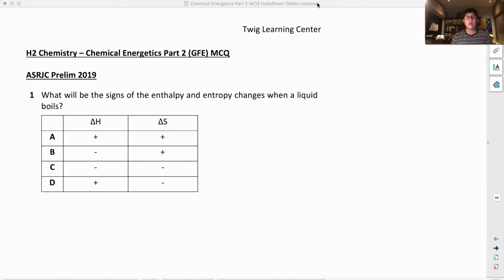Okay, hi everyone. Let's run through chemical energetics part 2 MCQ. Okay, let's look at the first question. What will be the signs of the enthalpy and entropy changes when a liquid boils?